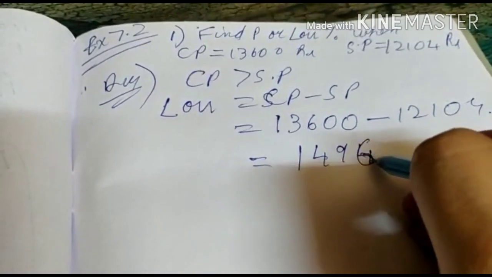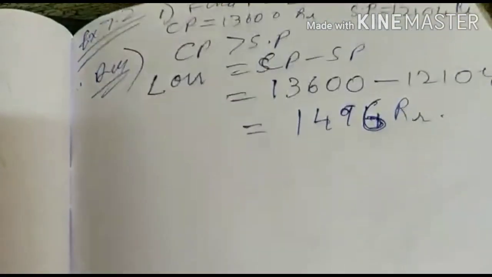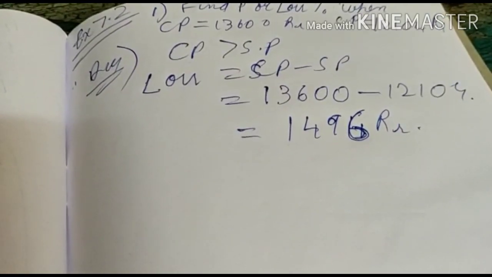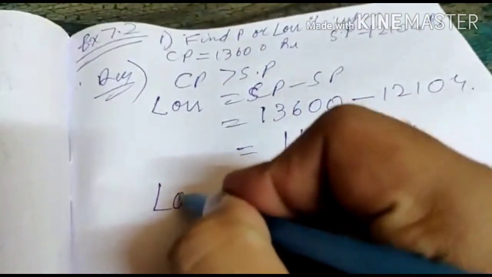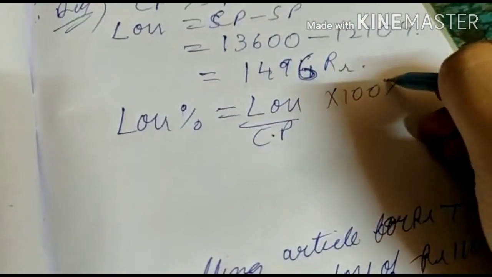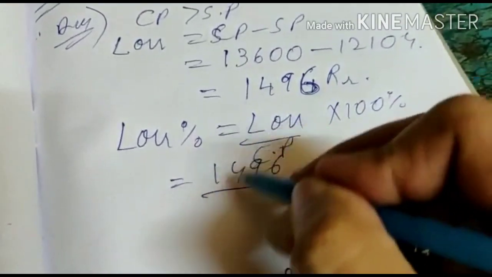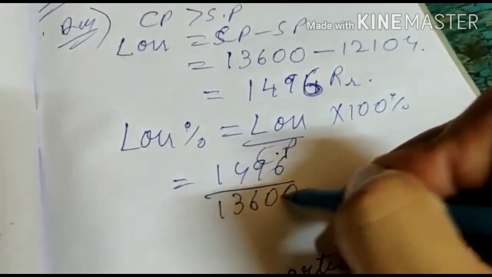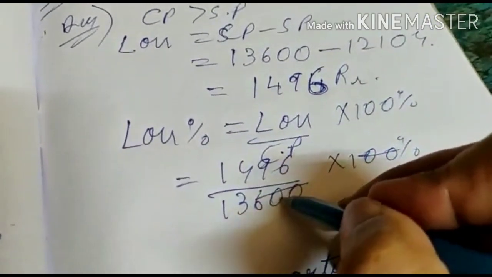This will be equal to 1496. This was our loss, 1496 rupees. Now we have to find the loss percent, that is equal to loss upon CP into 100%. So we will implement the things. 1496 upon what is our CP? 13600 into 100%. We are left with 1496 upon 136.